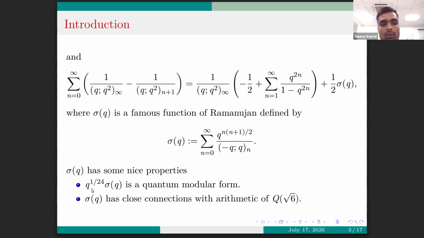For example, q^(1/24) sigma(q) is a quantum modular form. Sigma(q) has close connections with the arithmetic of Q(√6). And there are many more properties which I have not mentioned here.